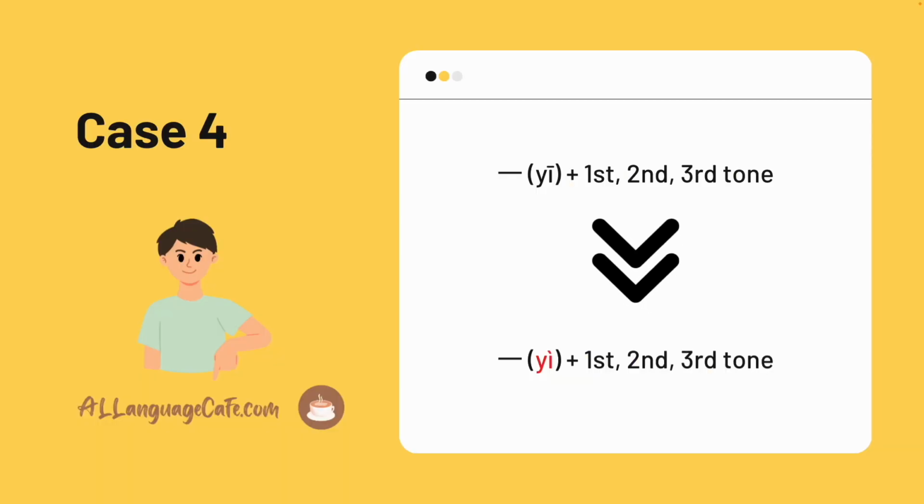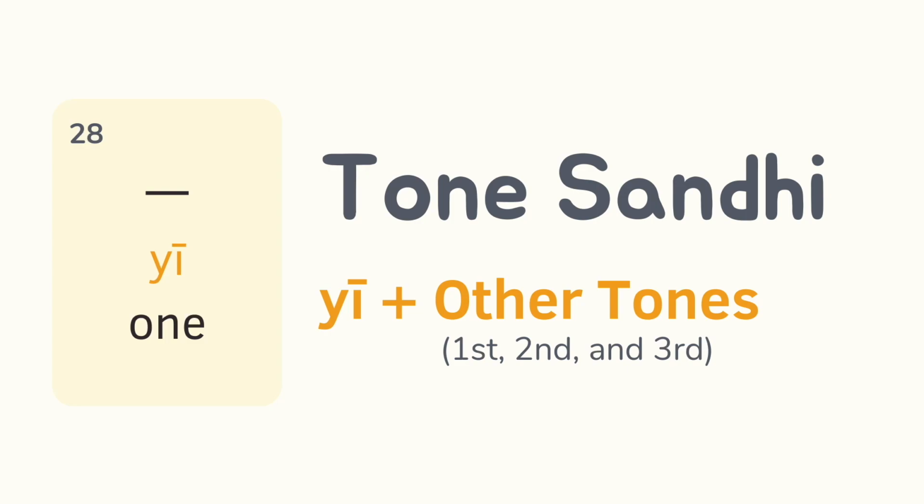Case 4. 一 followed by a first, second, or a third tone. 一. By default, 一, this specific character, is pronounced in first tone. However, when it's followed by anything other than a fourth tone, we pronounce 一 in fourth tone.